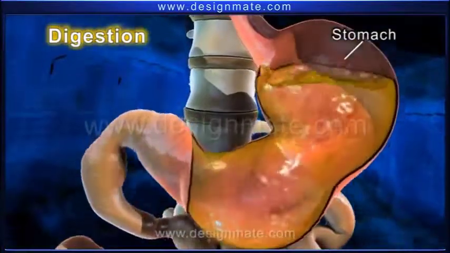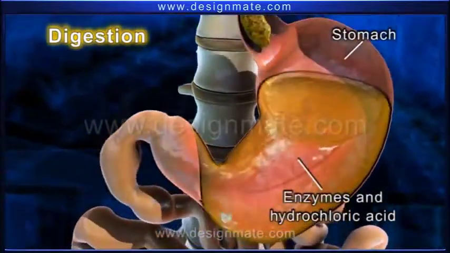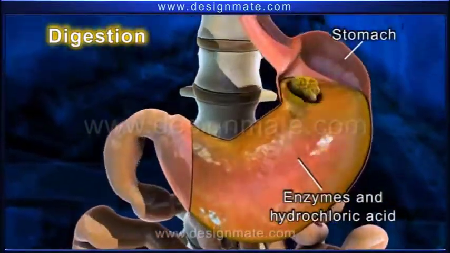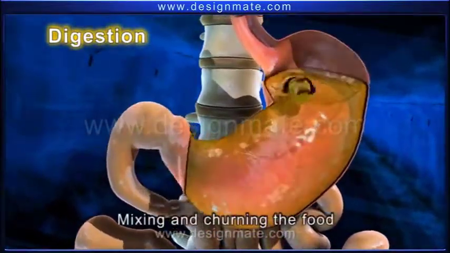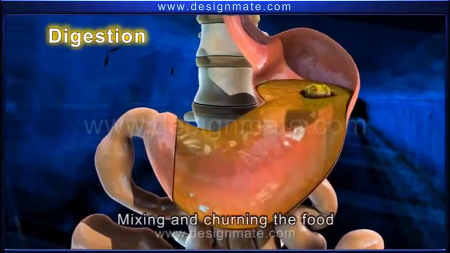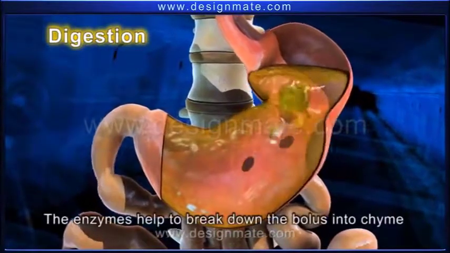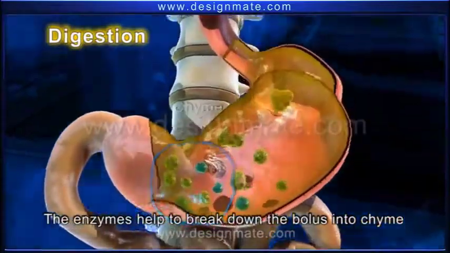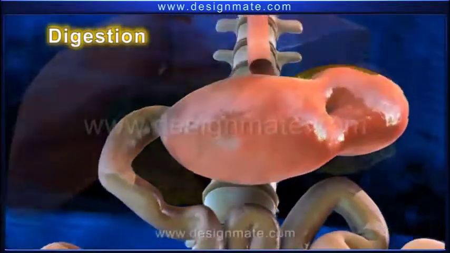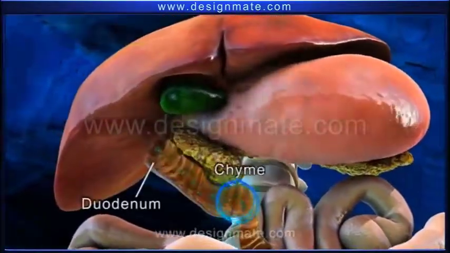The stomach contains a few enzymes and hydrochloric acid. The muscular wall of the stomach helps in mixing and churning the food, which help to break down the bolus into a mass known as the chyme. This chyme passes into the duodenum.